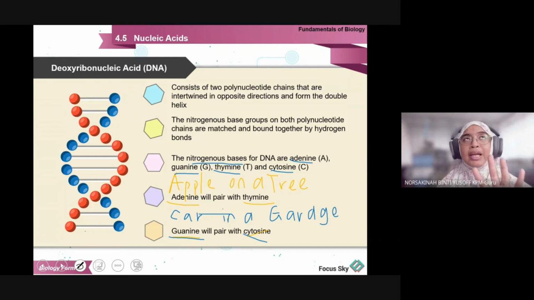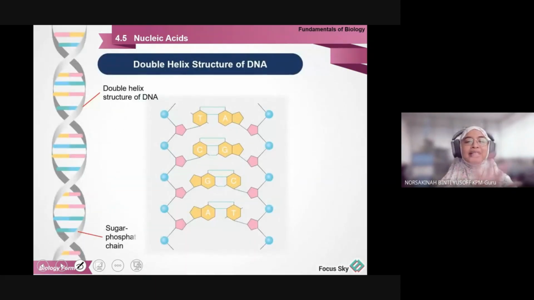Back then, when my teacher taught me this, I was in the phase where I watched a lot of Korean drama, and I remember the main character in that drama, his name is Gong Chan. So that is how I remember it: Gong Chan, guanine and cytosine. So you need to find your own way to remember stuff. Like that lah. It's fine. Okay, so this is how it looks like.